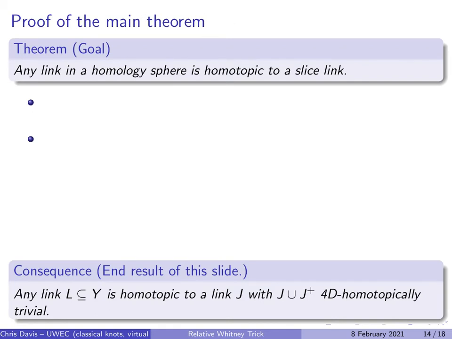All right, so we've now proven this lemma. Maybe we'll call it Lemma 4 right here. Any link L contained in a homology sphere Y is homotopic to a 4D homotopically trivial link.